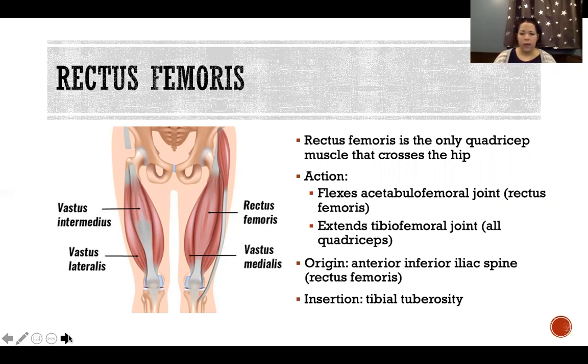Okay, so it originates on the anterior inferior iliac spine. And then, so it's the only one that crosses the hip. The other three all originate on the femur. And then they're going to come together and they all insert together at the tibial tuberosity.